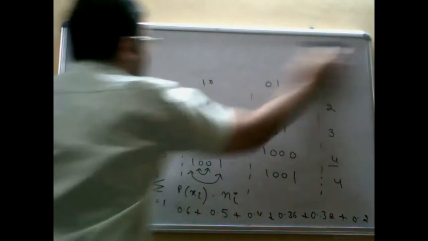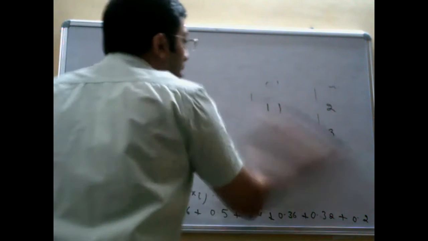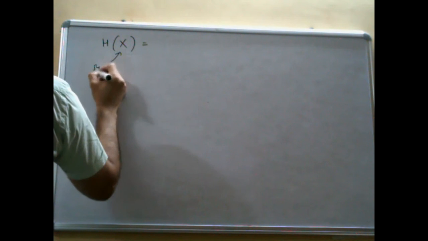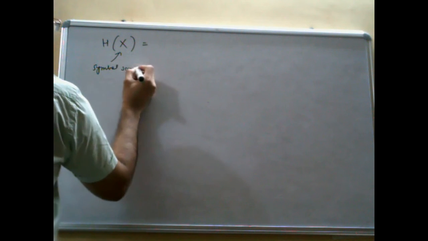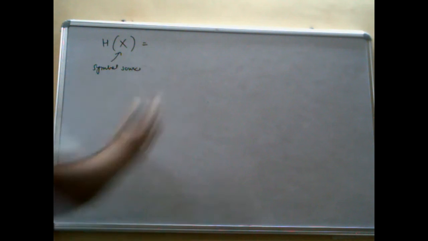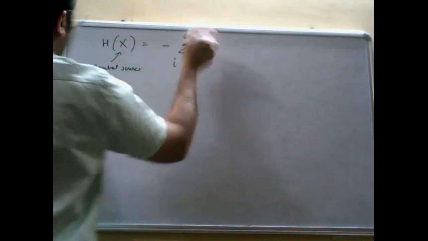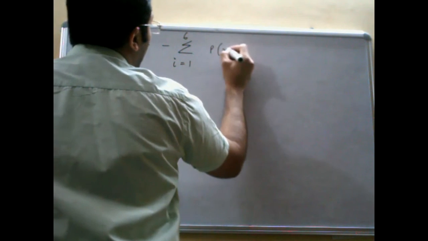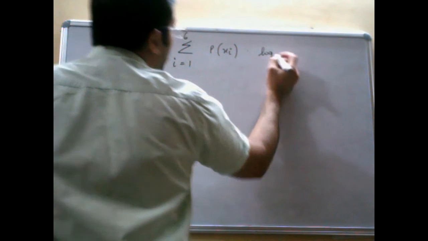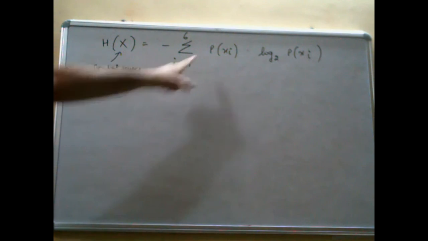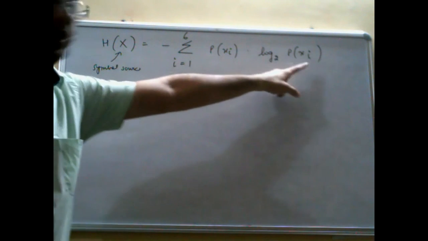I am going to erase all this. Second part is entropy. Write down the formula for entropy. Entropy is given by H of, this is nothing but for a symbol source. Entropy of a source is given by the formula minus summation i is 1 to 6, in this case, probability multiplied by log to the base 2 of probability. It is given by p of x of i into log to the base 2 of p of x of i.